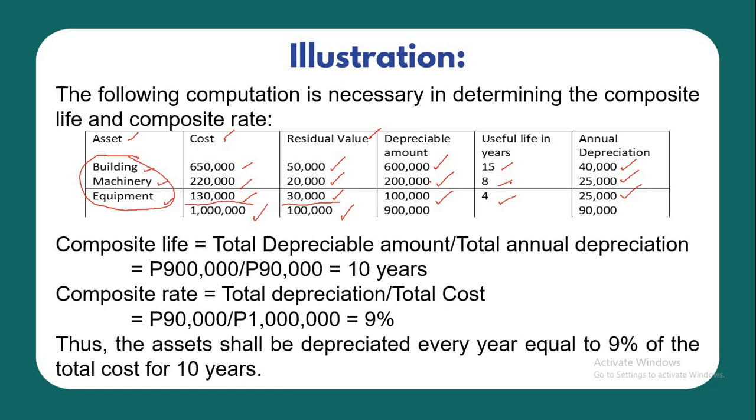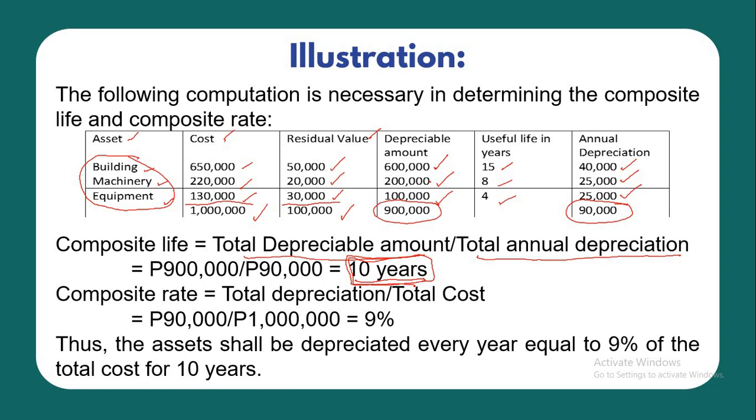Now, how to get the composite life? Again, composite life is equal to the total depreciable amount divided by the total annual depreciation. Total depreciable amount is 900,000 here, while total annual depreciation is 90,000. So, your composite life is 10 years. So, meaning to say, you will not depreciate the group of assets in 15 years, nor 8 years and 4 years, but rather for 10 years. Okay, so i-depreciate mo siya for 10 years.